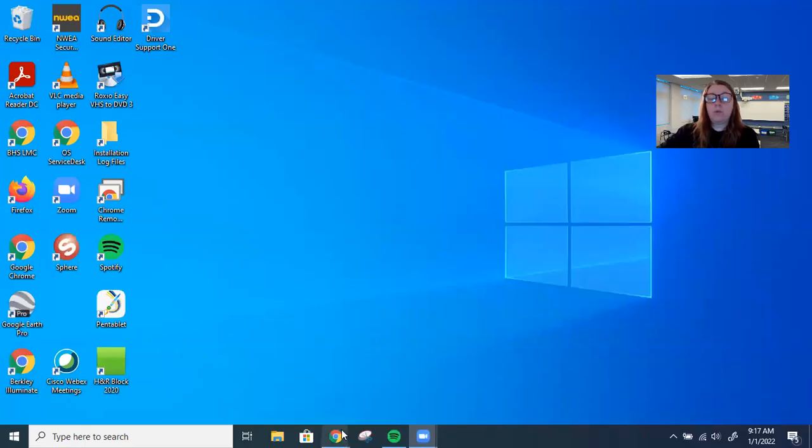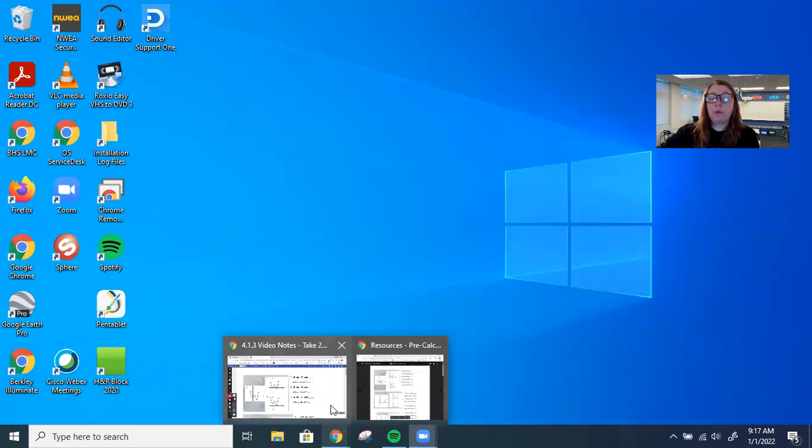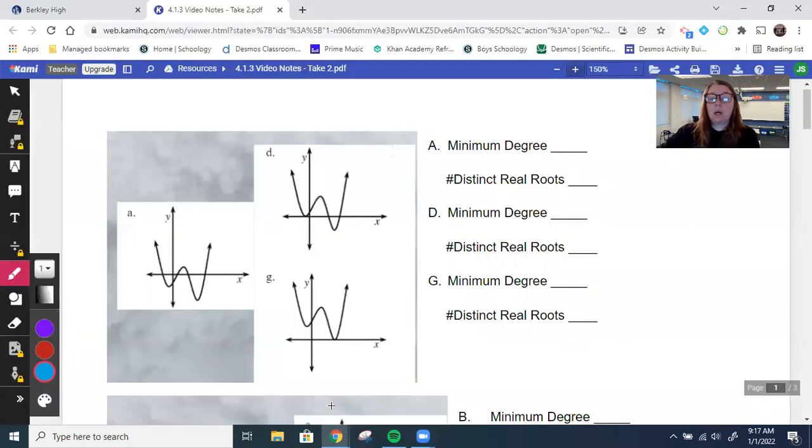Pre-calculus students, today we are going to talk about 4.13. So we're going to talk about figuring out the degree from looking at a graph, how many real roots, how many imaginary roots we'll also talk about, and how to figure those out by looking at an equation. And then if I'm given the roots, how to write the equation.